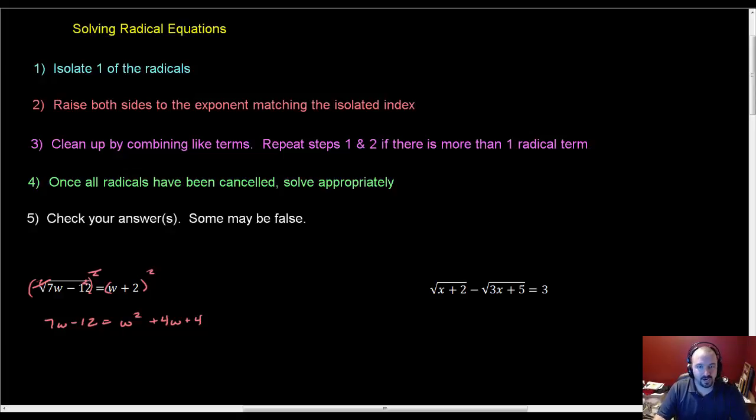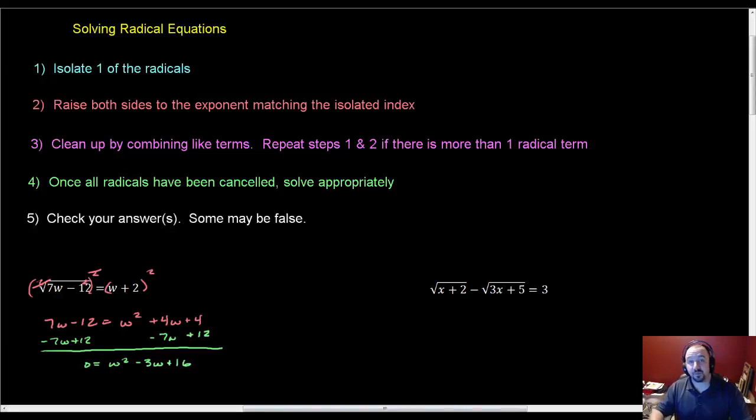All right, go ahead and clean up by combining like terms. You'll notice it really doesn't matter whether or not we have to do that because there are no radicals left. So we can skip right to the method of solution. We're going to add 12 to both sides. I'm going to subtract 7w as well. That's going to move everything over to the right-hand side, leaving me with 0. So I have 0 is equal to w squared minus 3w plus 16.